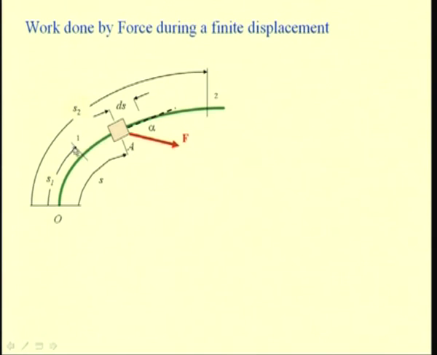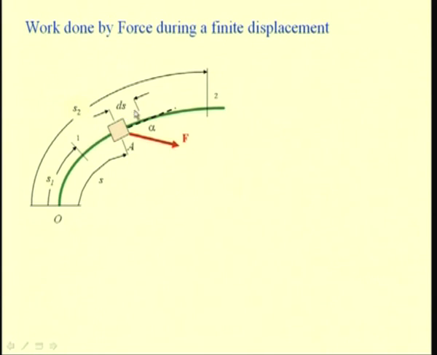Any two positions, say 1 and 2, are defined by these coordinates S1 and S2, which are the coordinates of this path, and let this force F act on this body at an angle of alpha to this direction, which is the instantaneous tangent to this path. That is, this dotted line is the tangent to this path at this location or the coordinate S.